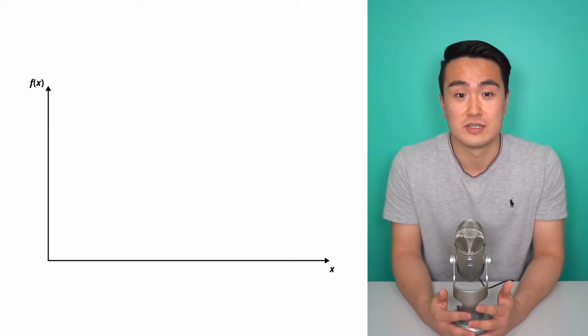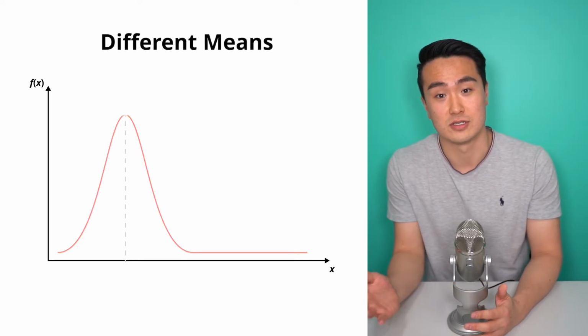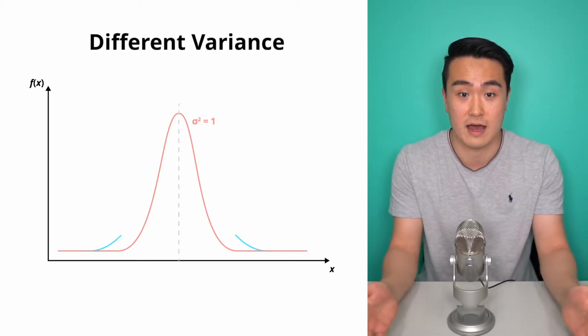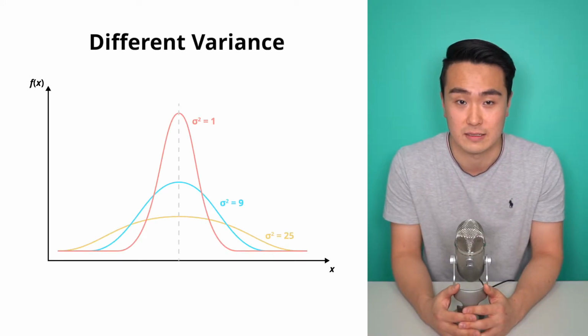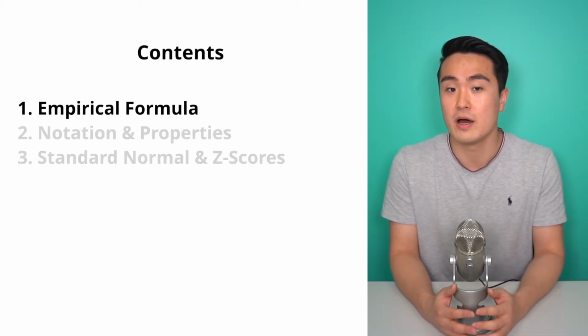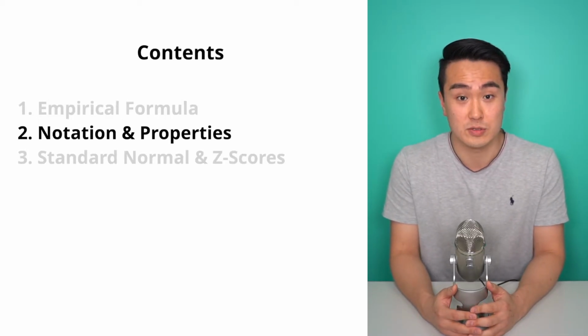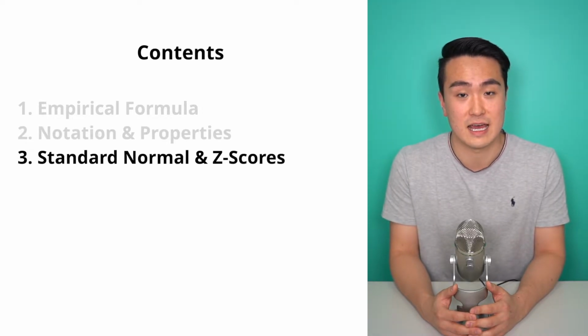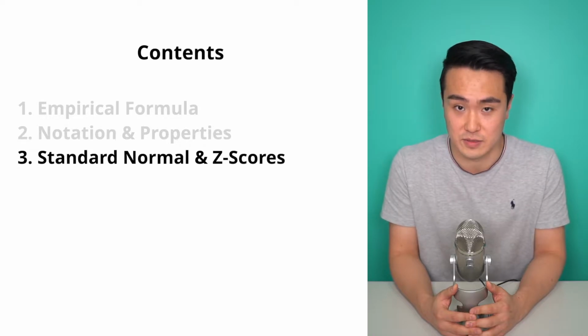So normal distributions with different means shift the distributions left and right, whilst different variance shows how spread out the distribution is around the mean. So in this episode, we'll be adventuring through three major topics. Number 1, the empirical formula. Number 2, the notation and properties of the normal distribution. And finally, the standard normal distribution and z-scores.